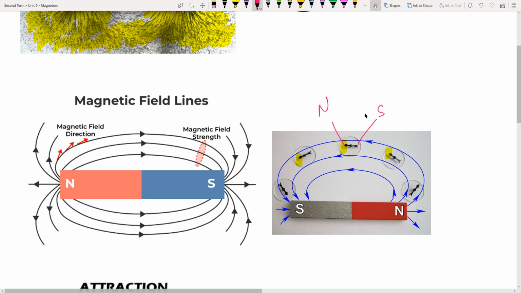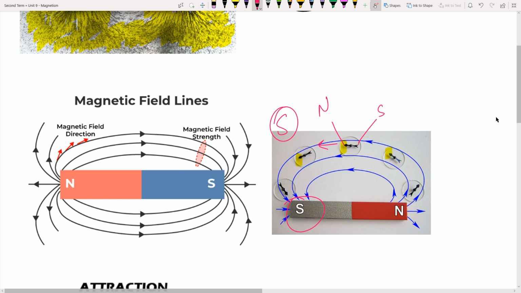Now, if you remember, opposite poles attract each other. So, if I were to place a compass closer to a magnet, it will always point towards the south of the magnet. So it will always be opposite in nature. If the compass is pointing north this way, then imagine that the south pole is on that side.